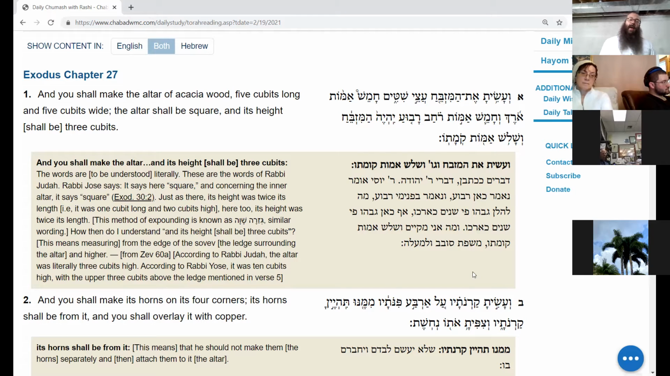And you should make the mizbeach out of acacia wood, out of pine wood. And how big should it be? This is going to be by far the biggest item we have. Now you might ask a question: you'll see soon, how did they carry this massive piece in the desert? Everything was movable. How big was it?